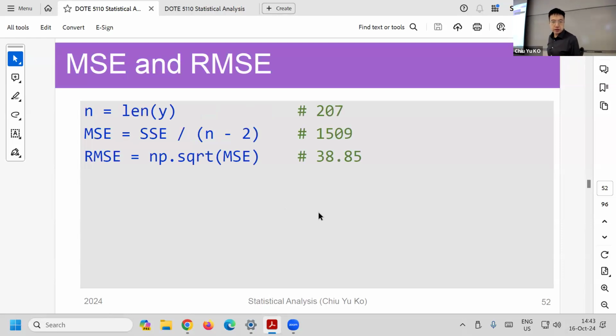So you can also calculate the root mean square error. You divide by n minus 2 and take the square root. That would be the answer we care about. And of course, you may ask why we care about this.